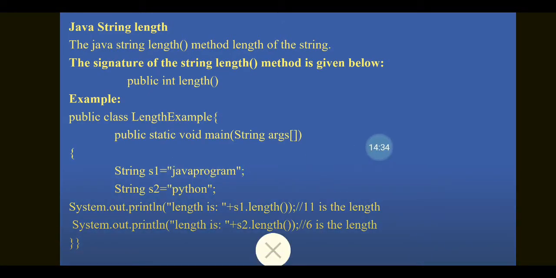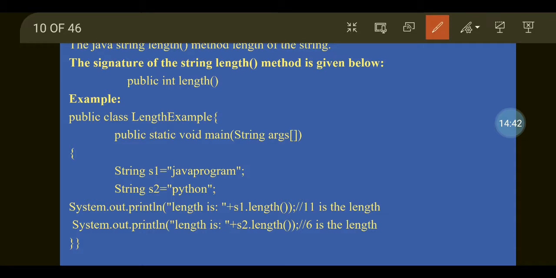And then length(). The length() is the method which is used to find out the length of the given string. So here string s1 contains Java program and string s2 contains Python. s1.length() will return 11 as a result, and s2.length() will return 6 as a result. So the length starts its counting from 1.